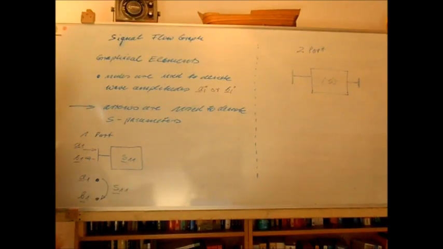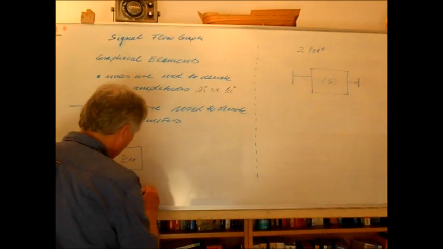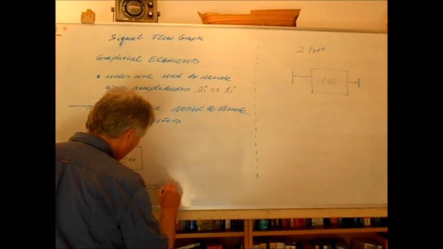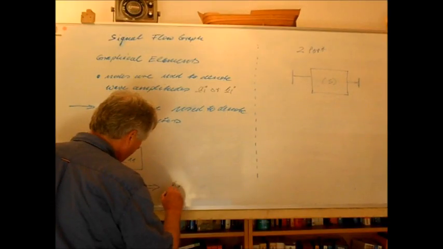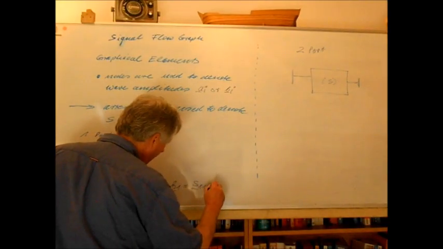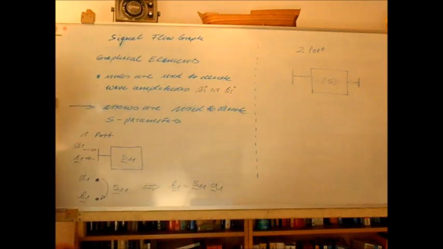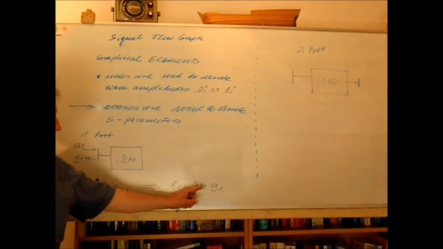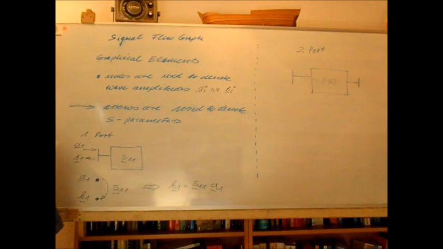and S11 is connecting the both nodes, and you see now according to this, B1 is nothing else but S11 times A1. So B1 is equal to S11 times A1. So we see here this signal flow graph is nothing else but the graphical representation of this equation.